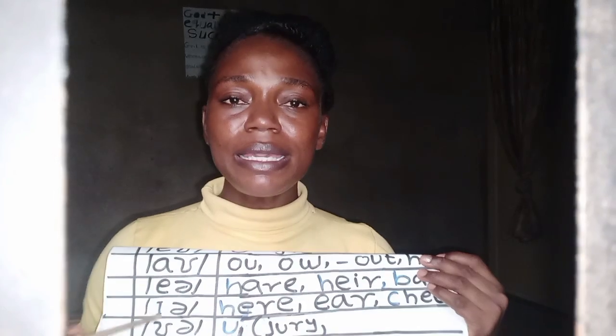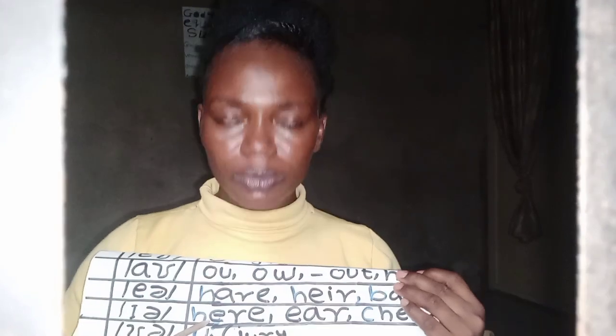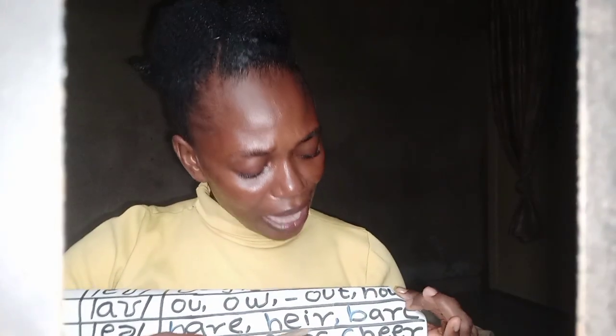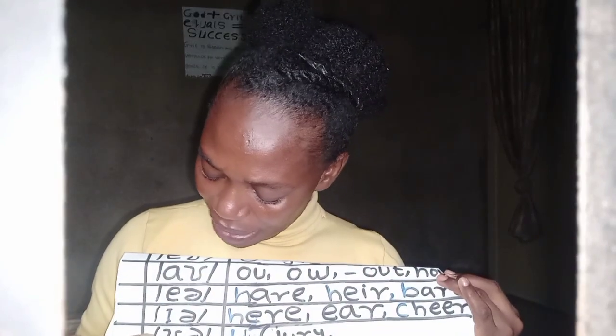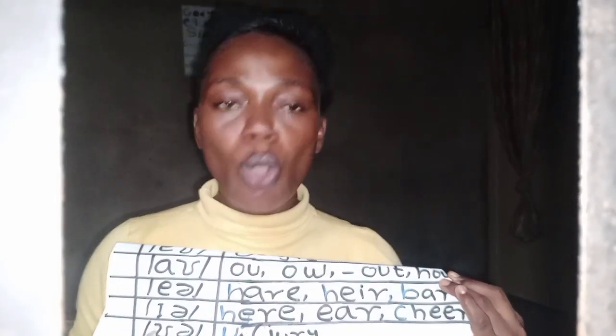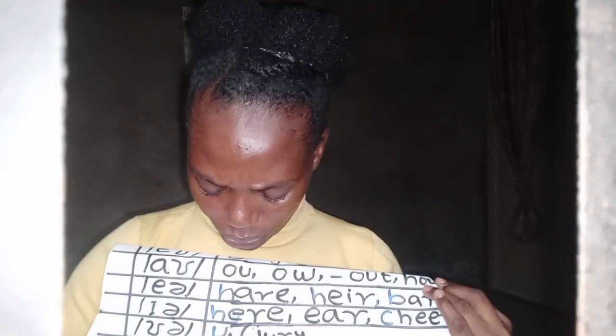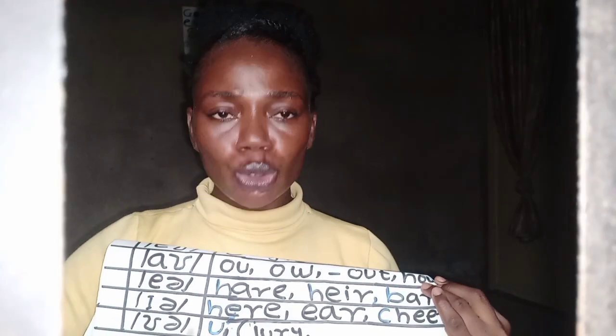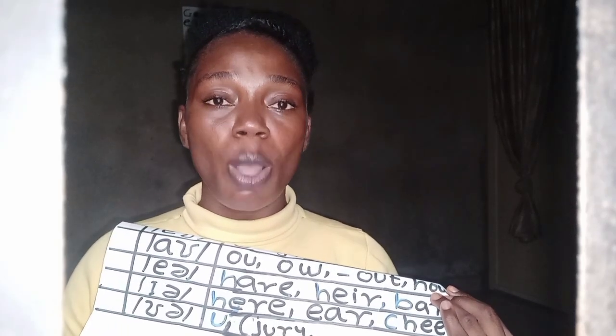All right, next here on our list is the ear sound. Example, here, and cheer. Our cheerleader, cheer. Okay, so that word is not chair, but cheer. All right. Last but not the least in this group is the oor sound. So we have it in words with letter U, and an example here is jewelry. We can also have the oor sound with words with O. Example there is poor. The word is not poor, but poor.